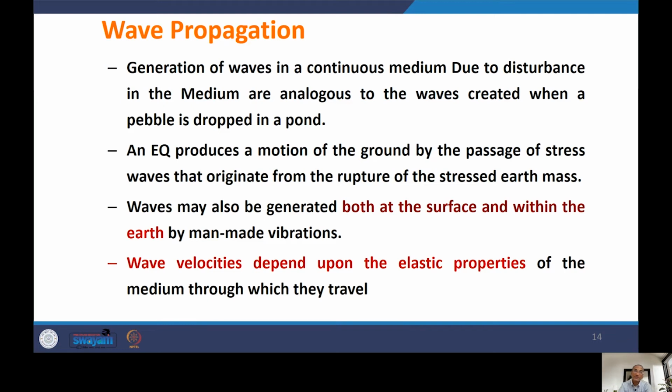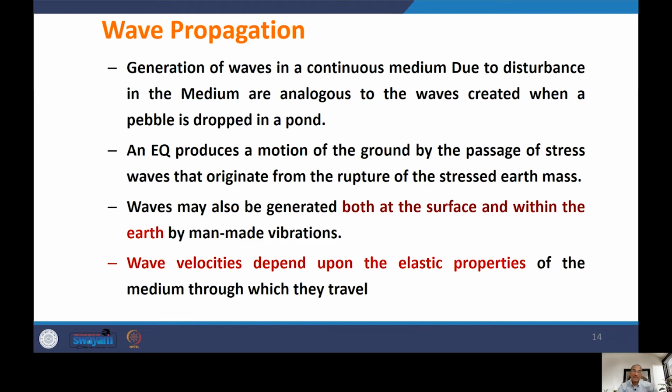So when you drop a stone inside a water pond, what will happen? The waves will generate. The similar disturbance is caused by elastic waves or earthquake waves. An earthquake produces motion of the ground by the passage of a stress wave that originates from the rupture of the stressed earth mass. Waves may also be generated both at the surface and within the earth by man-made vibrations. Wave velocity depends upon the elastic properties of the medium through which they travel. So this is very important to know, that the velocity of the wave will depend on the elastic properties of the medium.